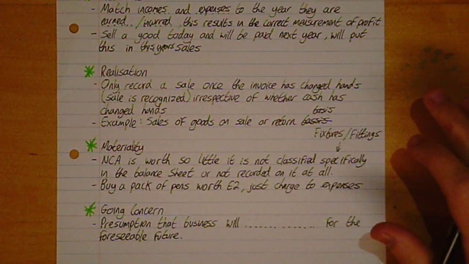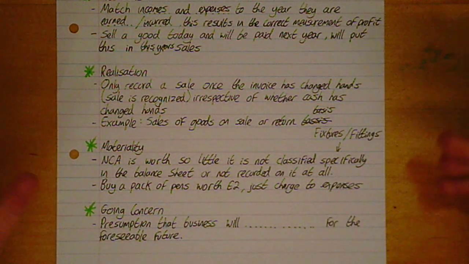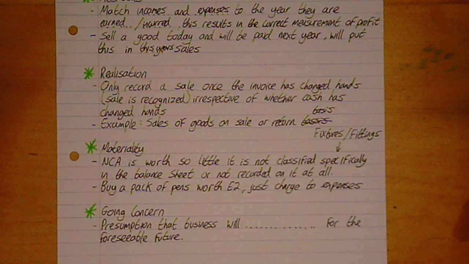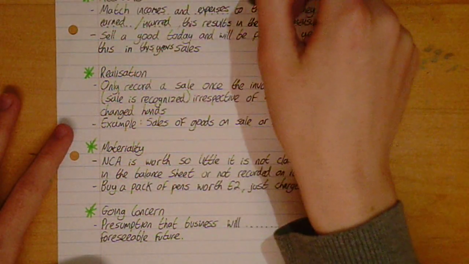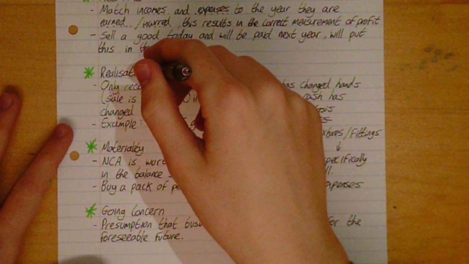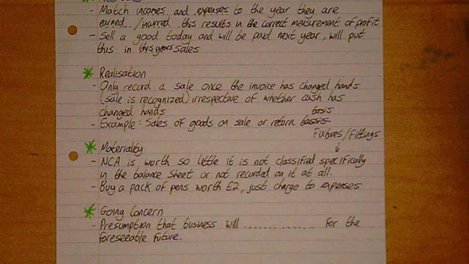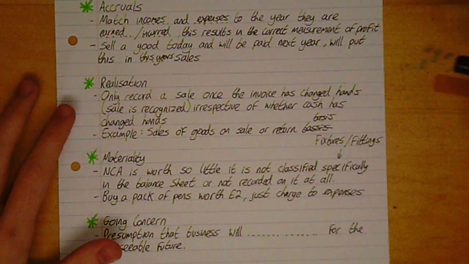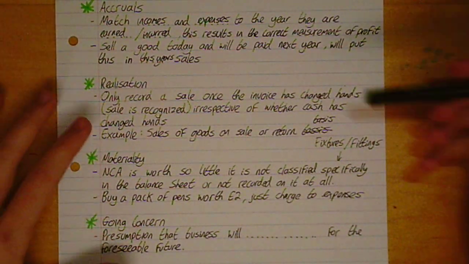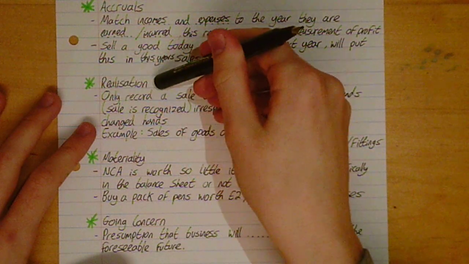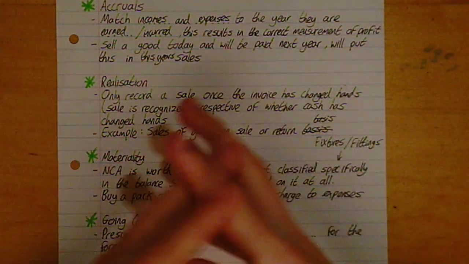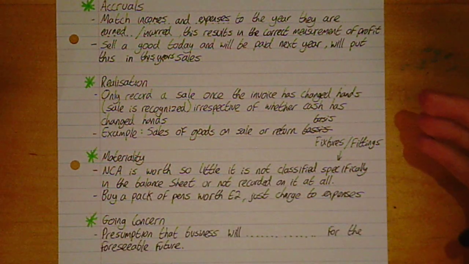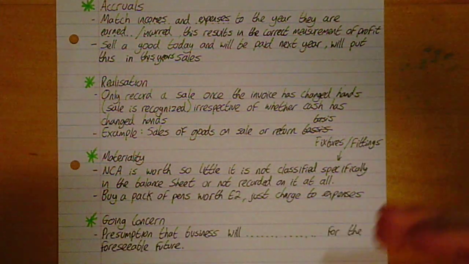Materiality is quite a nice one. A non-current asset is worth so little it's not classified specifically. So I've put fixtures and fittings there. Say if you have an account, you might have each car in your non-current assets. You might have like a BMW, Mercedes, Ferrari, I don't know. But with fixtures and fittings, you don't see a table, chair, another table in your non-current assets in your balance sheet, do you? They just classify it as fixtures and fittings. They group all the assets into one account. So that makes it simpler.